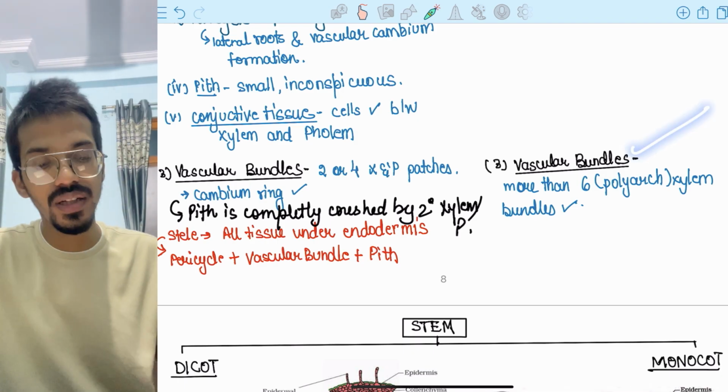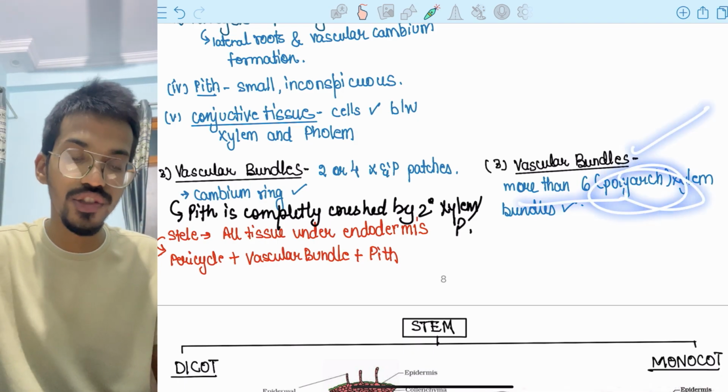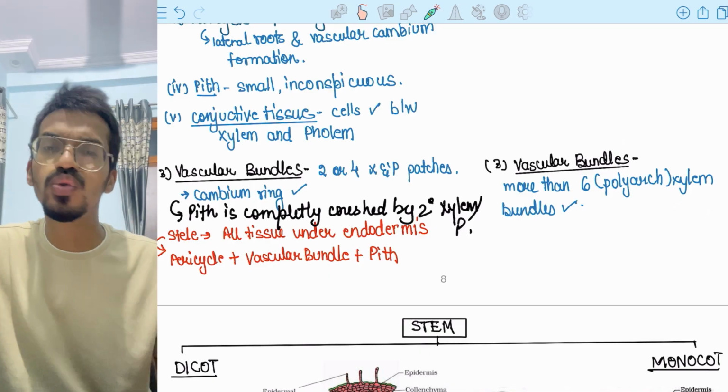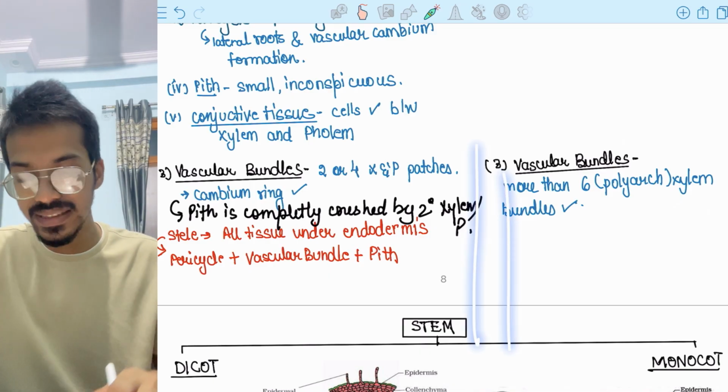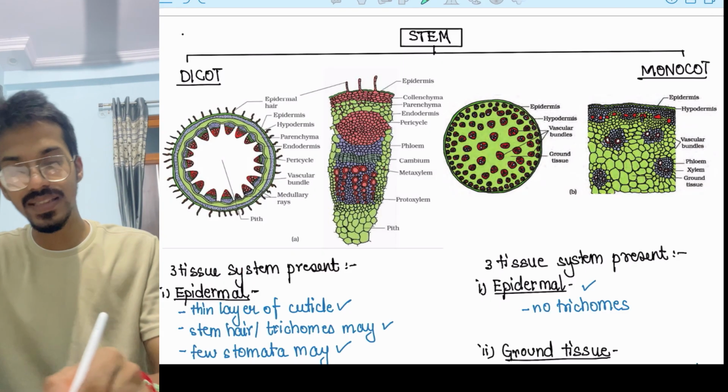Next, here the vascular bundles are more than 6, so they are polyarch conditions. No cambial ring present means no secondary growth is seen in their case. Easy. These are the points; next would be the stem.